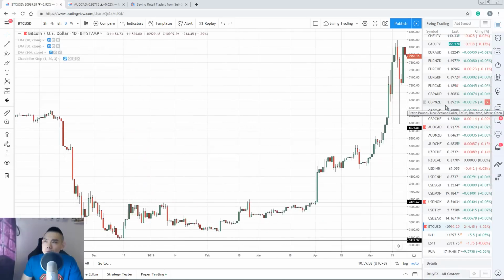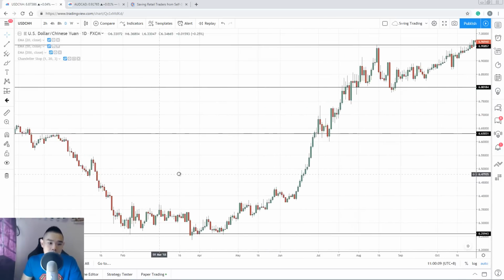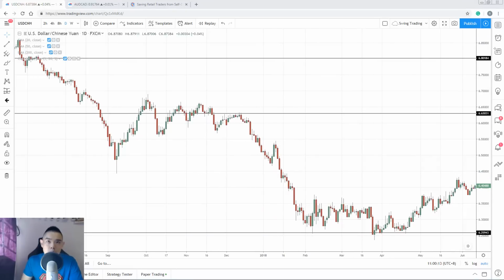Let's have a look at another example. Let's see. Dollar against the Chinese yuan. Okay, I'm going to talk about the same three concepts again. So if you look over here again: trending move, retracement move, and break of structure.